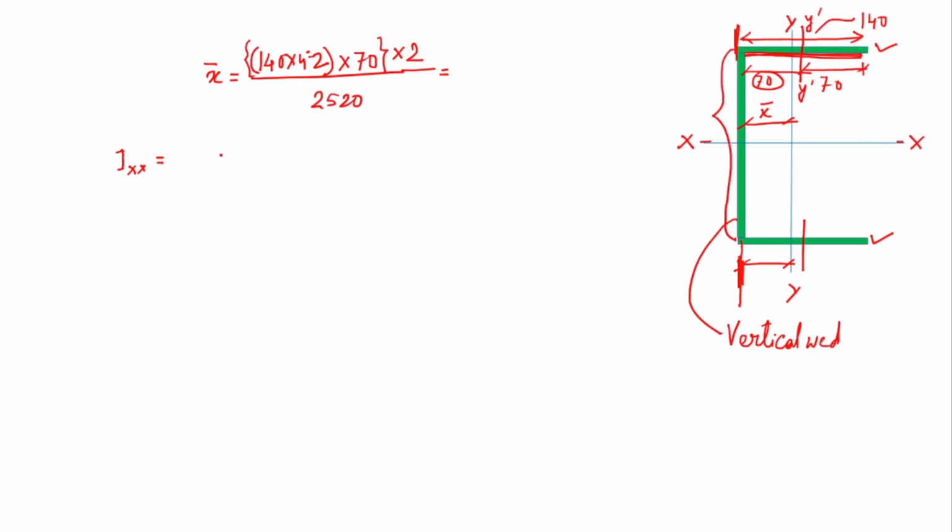So this is how much? BD cube by 12, 1 by 12 into here B will be 4.2. This is B, means size of the weld, which is 4.2. 4.2 into here depth is 320. So D is 320. This is for the vertical portion of the weld. And next for the horizontal portion of the weld.